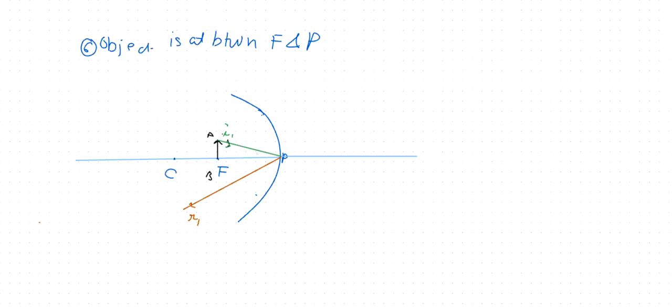And my second incident ray would be passing through C. Again, let me do it like this and let me extend it like this. So let me name it, sorry, I2. This is my second incident ray. And what happens? Okay, one second, it has gone a bit up.